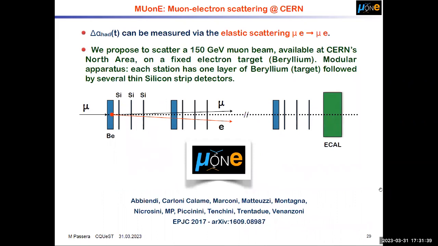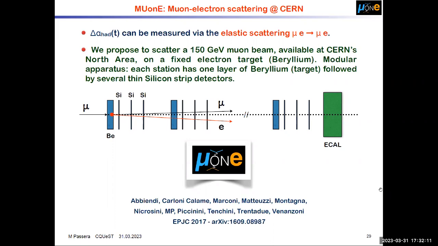The idea is the following. The idea is to measure muon on electrons, mu-e into mu-e elastic scattering. And the idea is, in fact, to scatter muons on a target. And we looked it up, and there is in fact a muon beam which has exactly the right energy that is needed for us, which is 150 GeV, roughly 150, 160. That's not important, and it's available at CERN right now in the North Area.